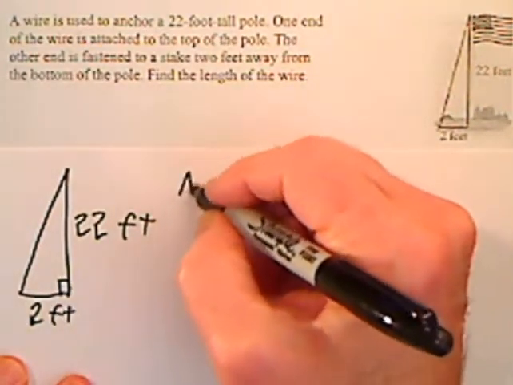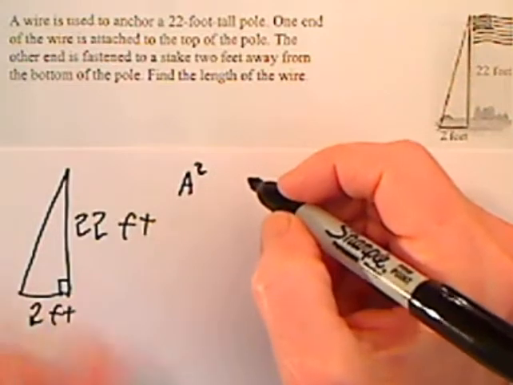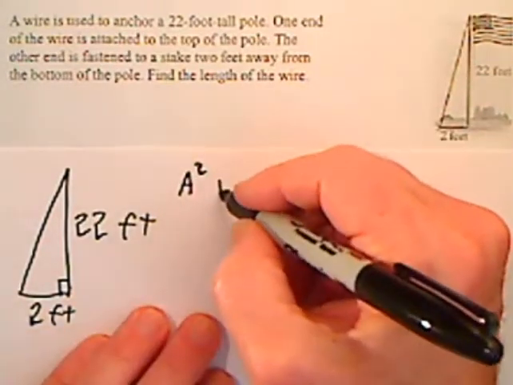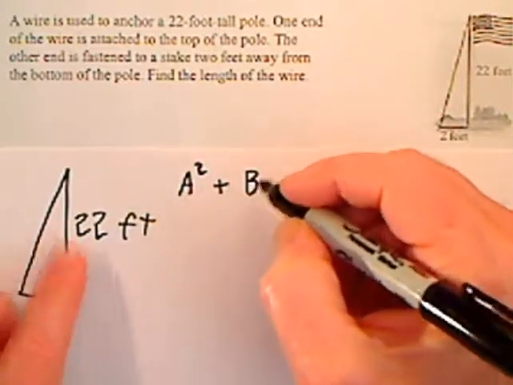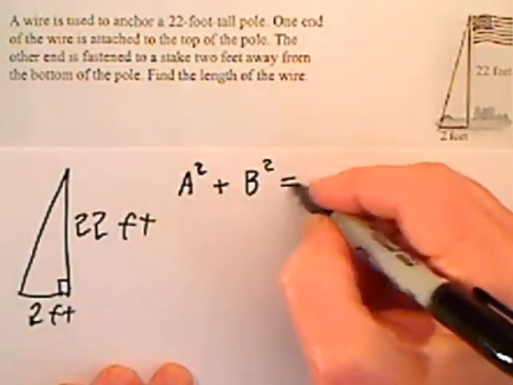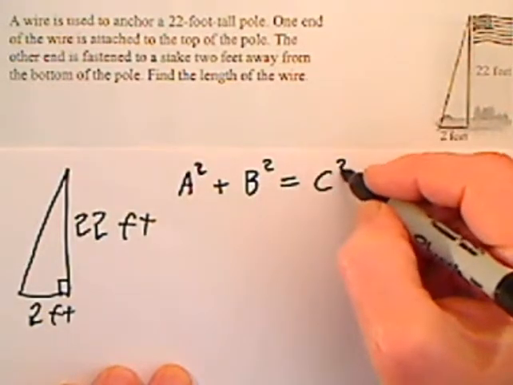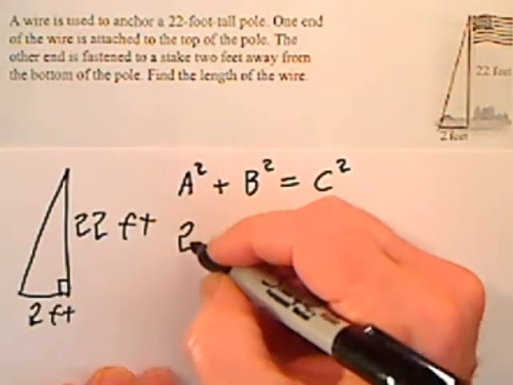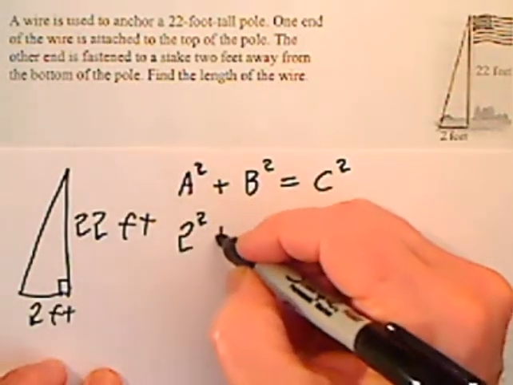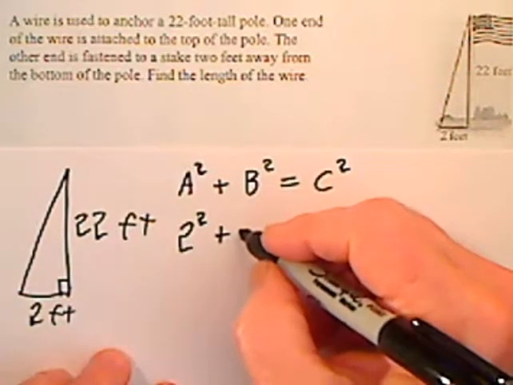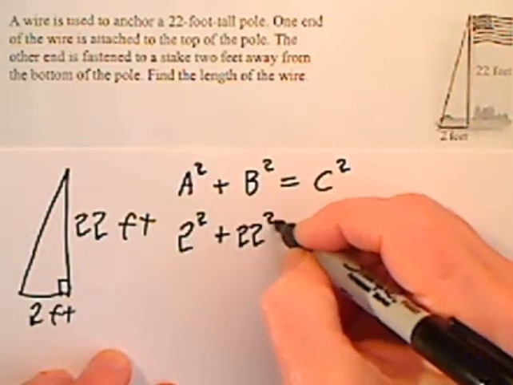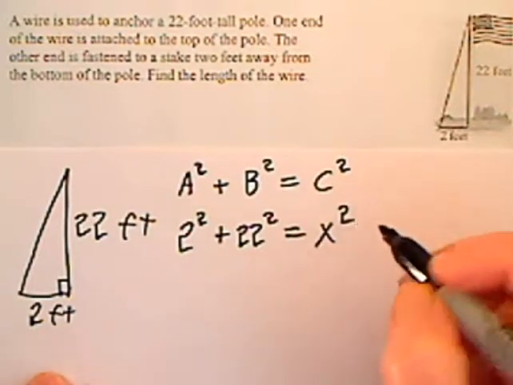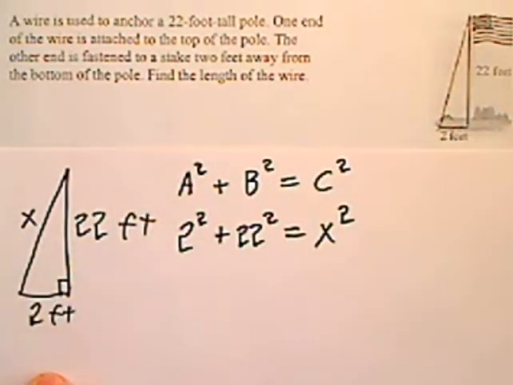So we can use the Pythagorean Theorem, which states that for a right triangle, if you take the length of A, square it, add it to the length of B, and square it, it is equal to the length of C, the long side, or the hypotenuse. So A squared, we'll put in our 2. For B squared, we'll put in our 22, and we'll just call this X. All right, so there's our X. That's what we're going to find.